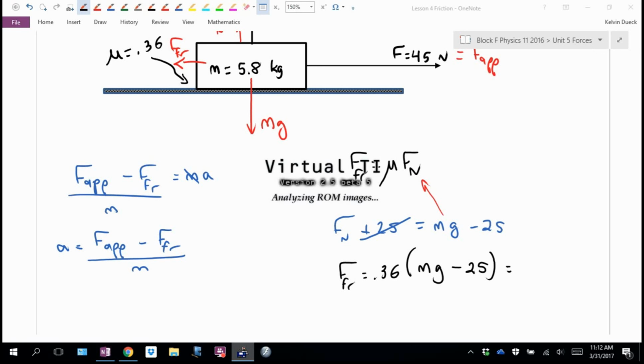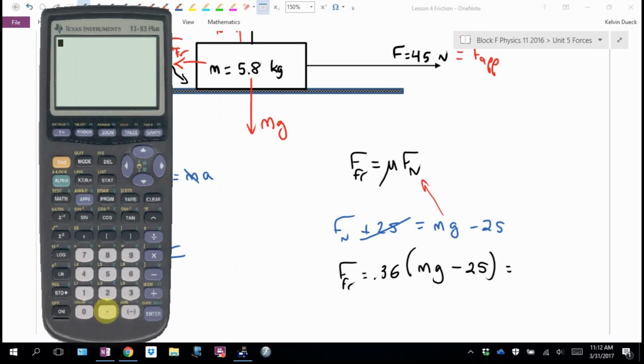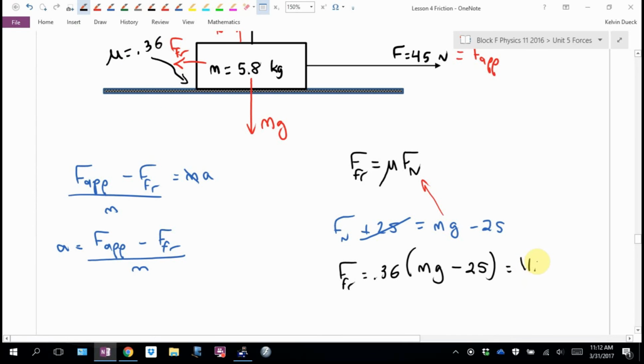Your calculator. Bracket 5.8 times 9.8 minus 25. Do you get 11.4624? Okay. Newtons.